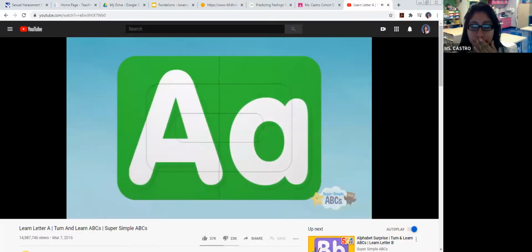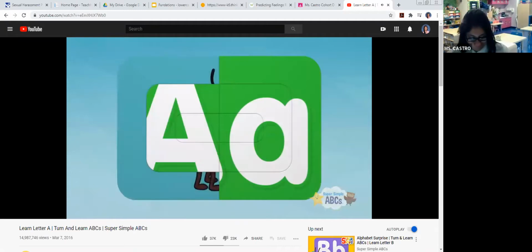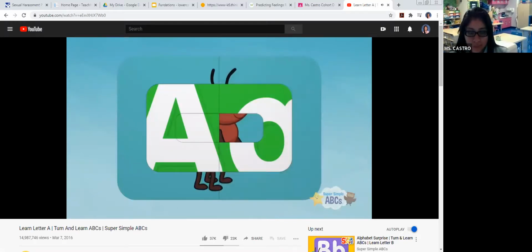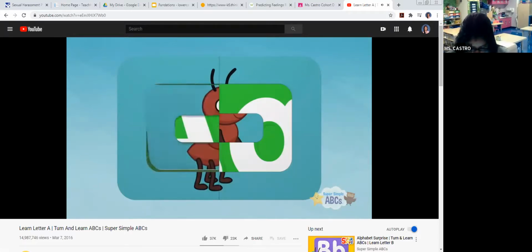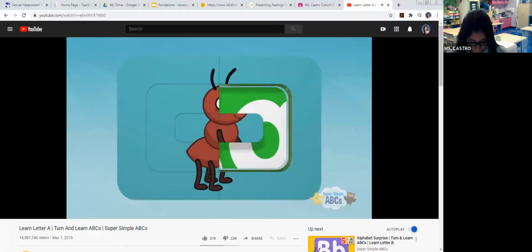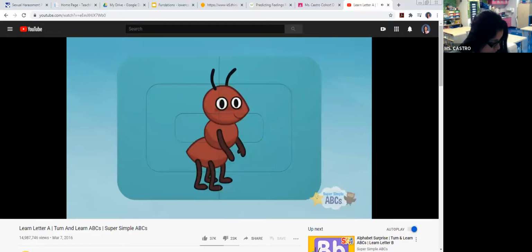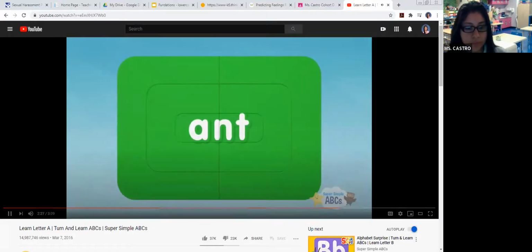Okay, one more time. What could that be? This one is tricky. Could those be antennae? I think it's an insect, but what kind? Oh, I know! Ant. Ant starts with the letter A.